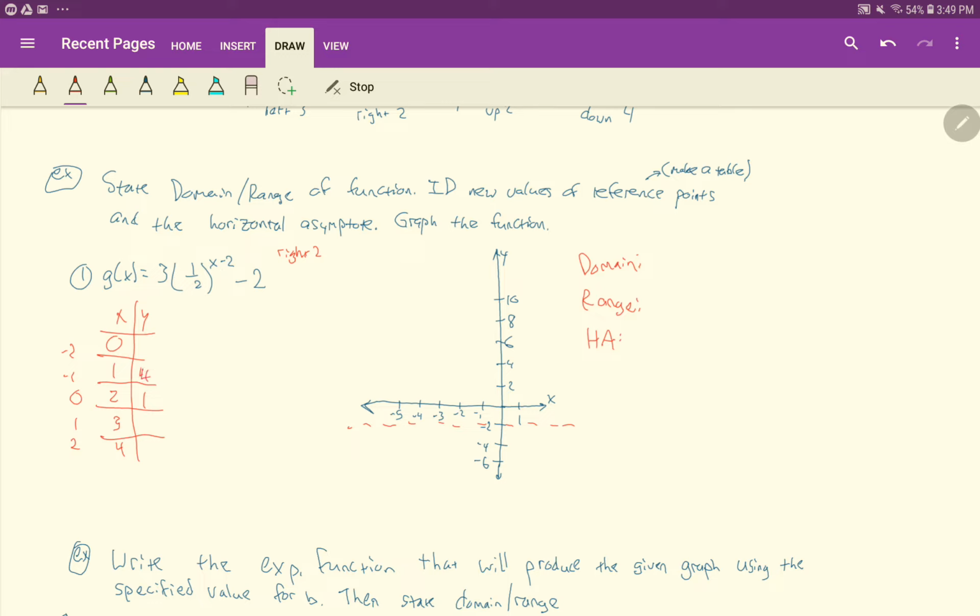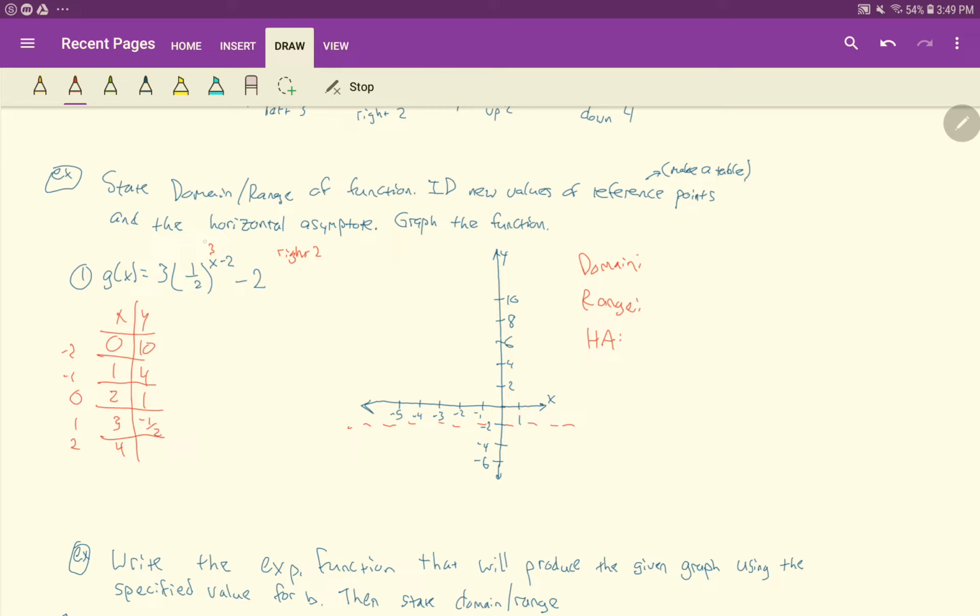Okay, we'll plug in 0. 0 minus 2 is negative 2. 1 half to the negative 2 is 4. 4 times 3 is 12. 12 minus 2 is 10. Okay, now I'll plug in 3. 3 minus 2 is 1. 1 half to the 1 is 1 half. 3 times 1 half is 3 halves, or 1.5. 3 halves take away 2 is negative 1 half.